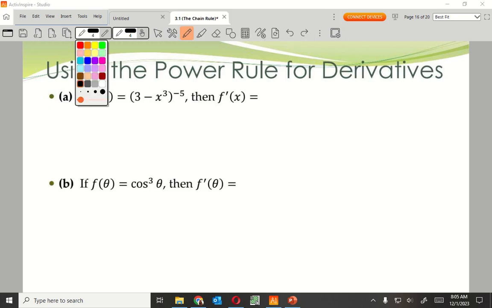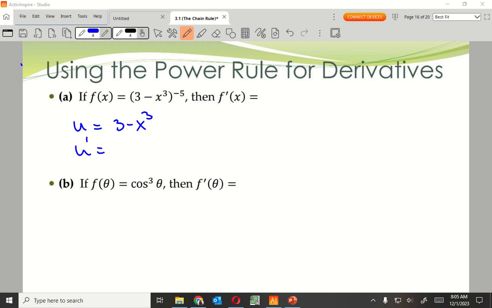So let's go ahead here. If I identify what my u would be, that would be the inside, right? So the inside is going to be the 3 minus x cubed. So u is 3 minus x cubed. U prime is going to be what? Very good, negative 3x squared. Good job. All right, so there's my u prime. Now if I rewrite it, u is all that right there raised to the negative 5.